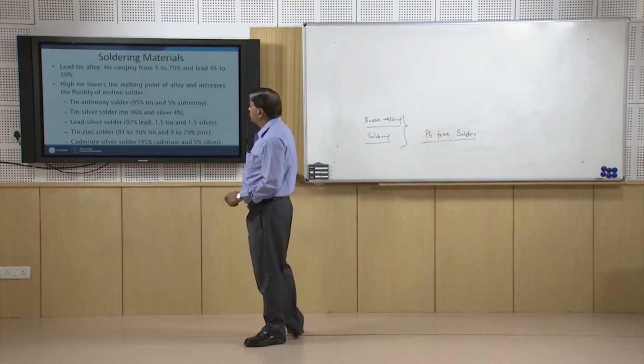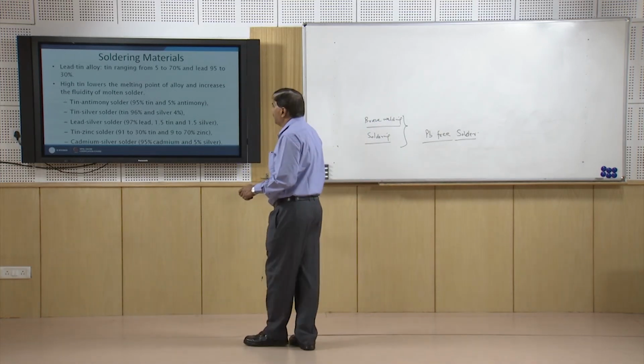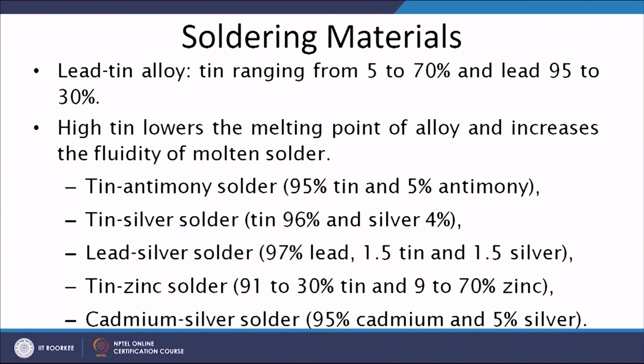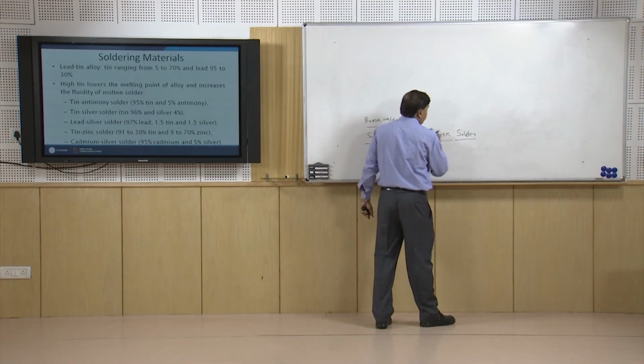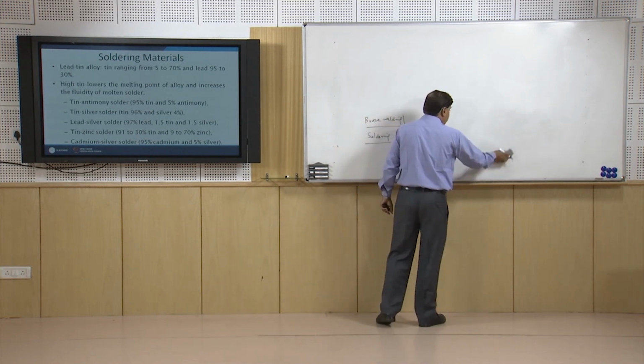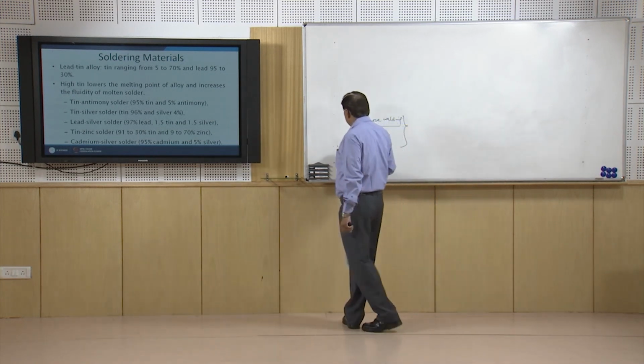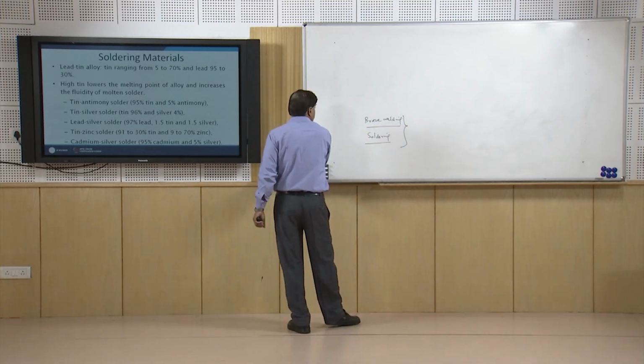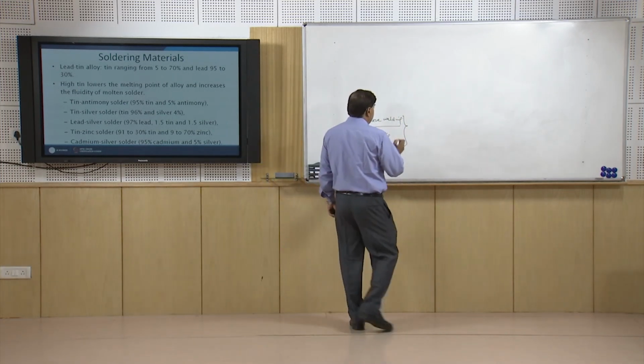The other solders which are used are tin antimony solder, tin silver solder, lead silver solder, tin zinc solder, and cadmium silver solder. So efforts have been made for coming up with solders which are free from lead, so that the poisonous effect related with lead can be avoided in the soldering process.